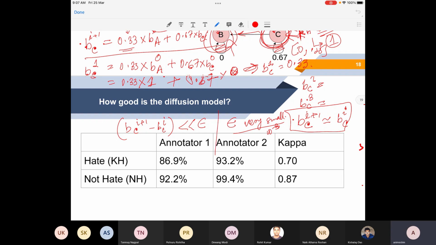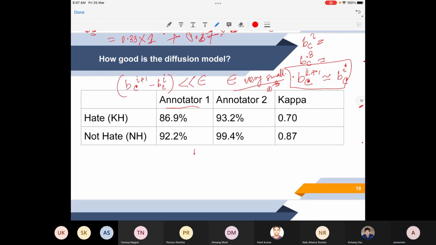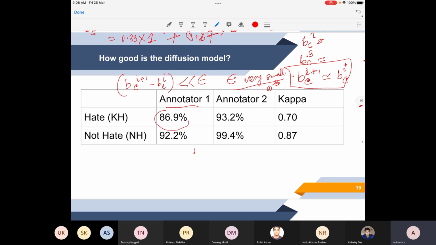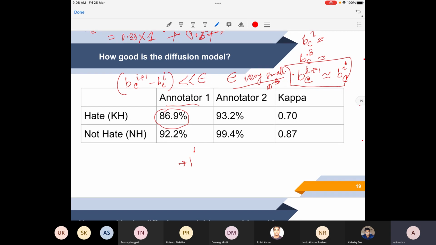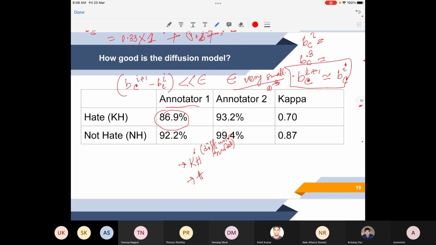So annotator one, as you see here, has an agreement of around 87% with the prediction of the model. So if the diffusion model is telling it's a hateful user, then annotator one is agreeing with this judgment of the model in 87% of the cases. Okay, that's how you read it.